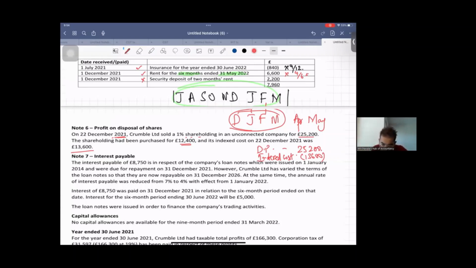Now the next question, the next part. Listen, for companies, interest expense and interest income, everything is on accrual basis. Don't forget, interest income and interest expense both are on accrual basis.